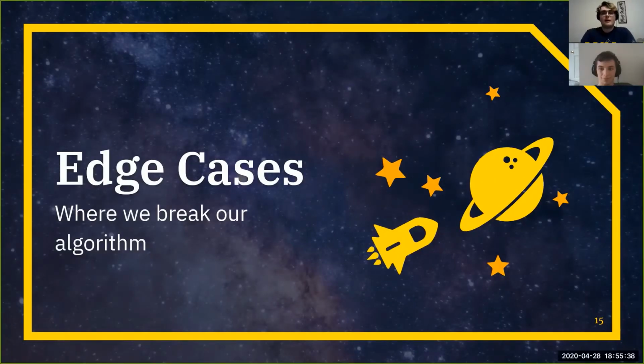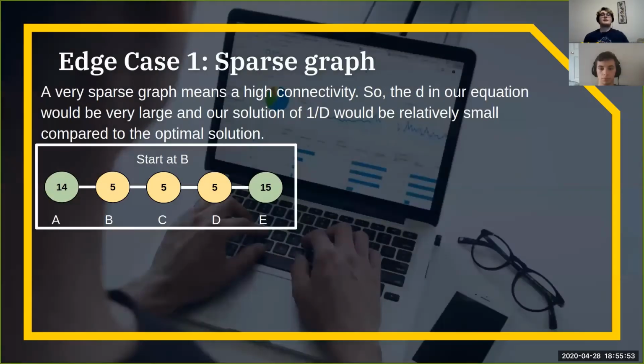So we just learned about our algorithm. However, not all algorithms work perfectly in all scenarios, and we want to find out where our algorithm breaks. We really want to find out the edge cases so that we can look at them and see where we might not want to use our algorithm. The first edge case is in a sparse graph. A very sparse graph means a high connectivity and a very high average distance between two nodes. What this means is that we have a relatively large D in our equation, and so our guaranteed answer of 1 over D would be small in comparison to the optimal solution.